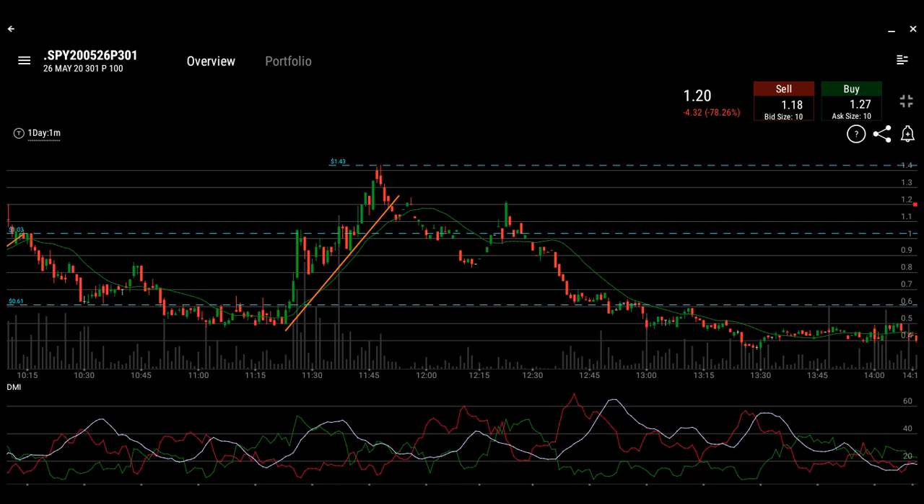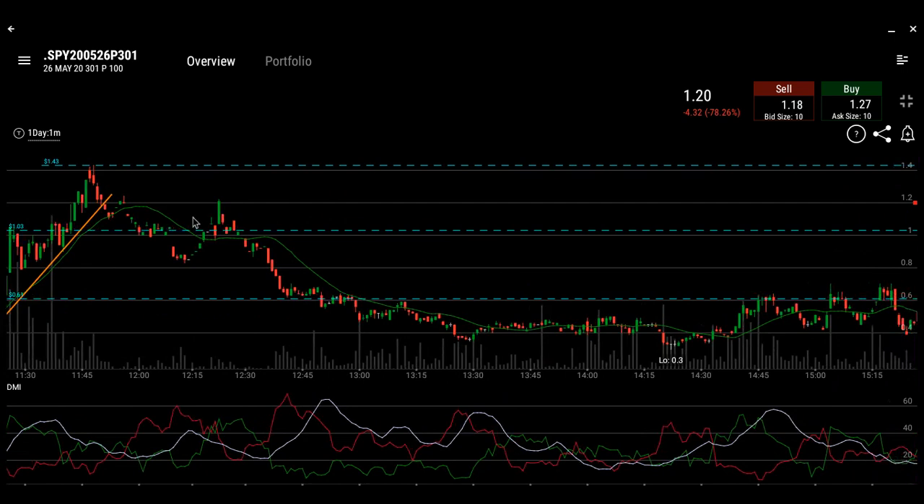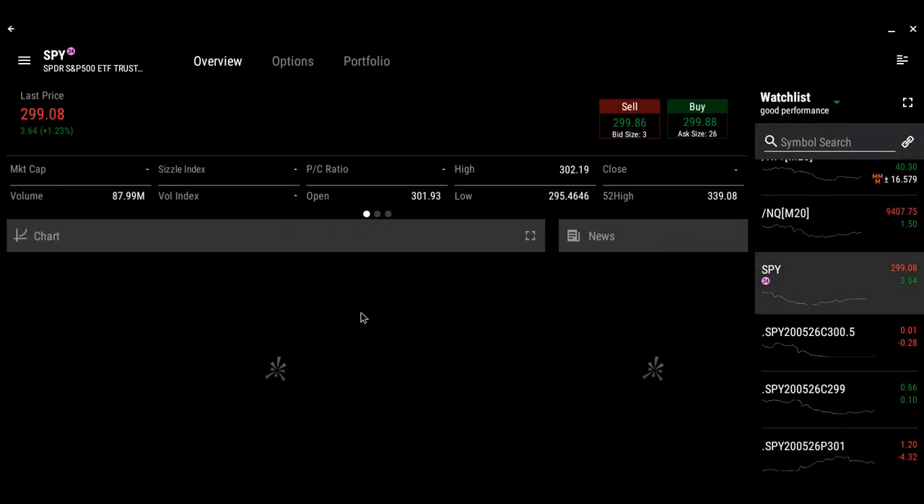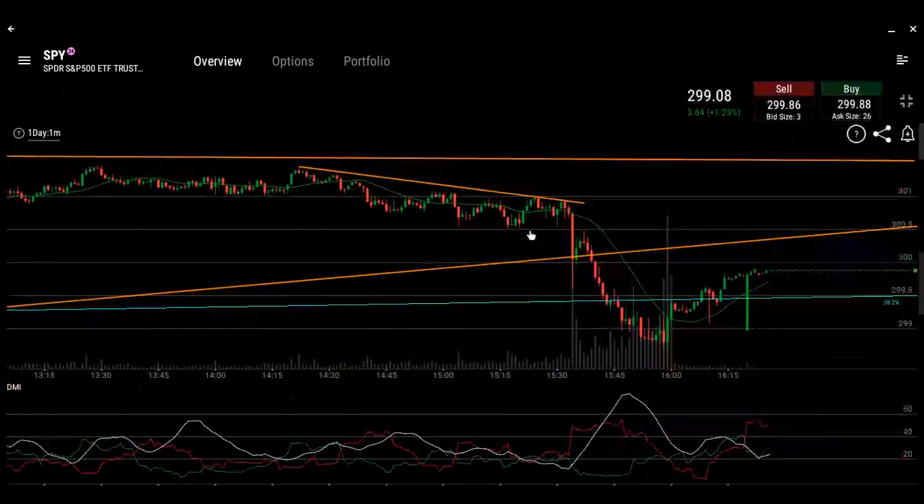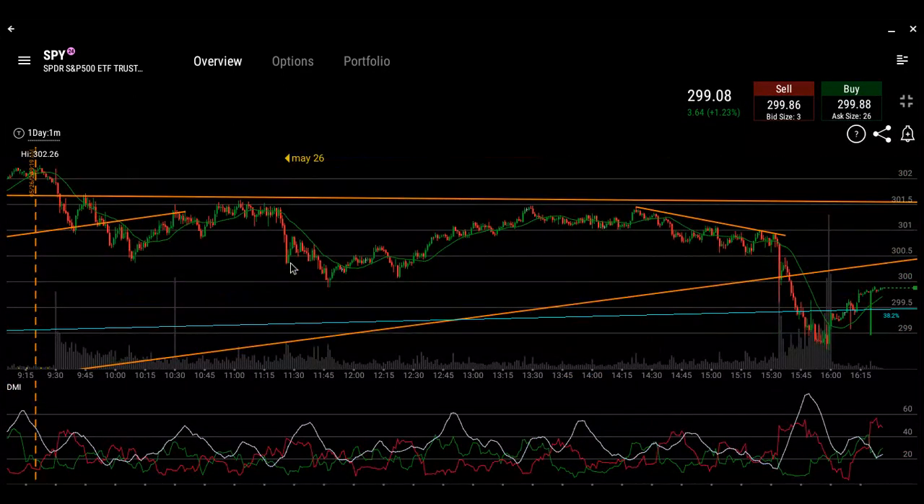The rest of the day was kind of choppy. That put would have lost all its value. And really, there wasn't any obvious trades until the end of the day. So once again, at that 11:30 time frame, you would have been out of your put. And yeah, it went up, but it took forever to go up, and then it traded sideways.